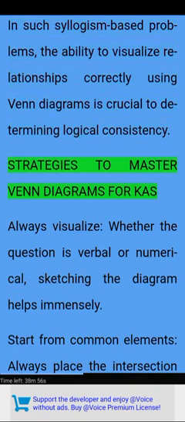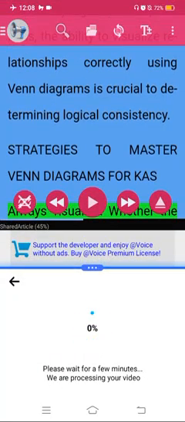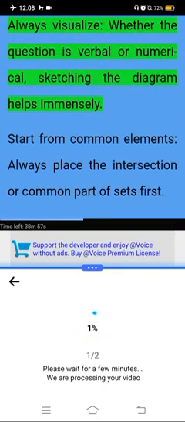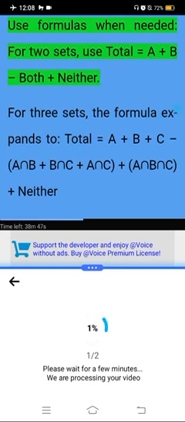Strategies to master Venn diagrams for CAS. Always visualize. Whether the question is verbal or numerical, sketching the diagram helps immensely. Start from common elements. Always place the intersection or common part of sets first. Use formulas when needed. For 2 sets, use total equals A plus B, minus both, plus neither.